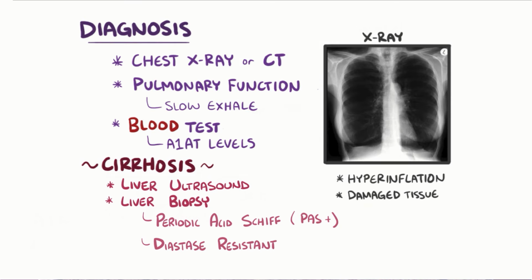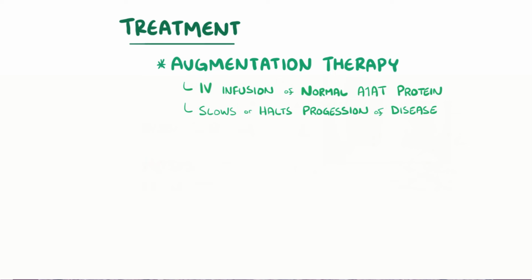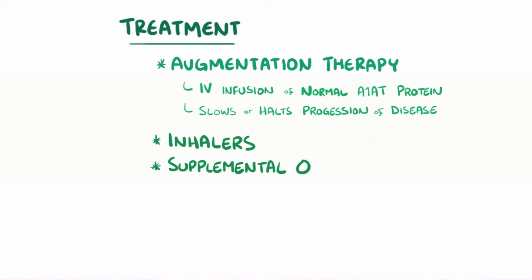So we say that they'd be periodic acid Schiff positive, or PAS positive, as well as diastase resistant. In terms of treatment, augmentation therapy is where you give intravenous infusions of normal alpha-1 antitrypsin protein purified from the blood of healthy plasma donors. This doesn't cure the lung disease, but it does slow or halt its progression. So other therapies for chronic obstructive pulmonary disease, like inhalers and supplemental oxygen, are often needed as well.